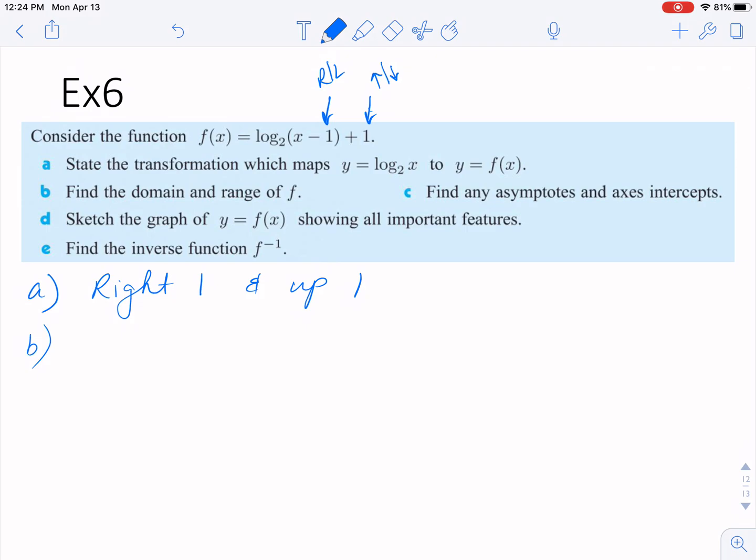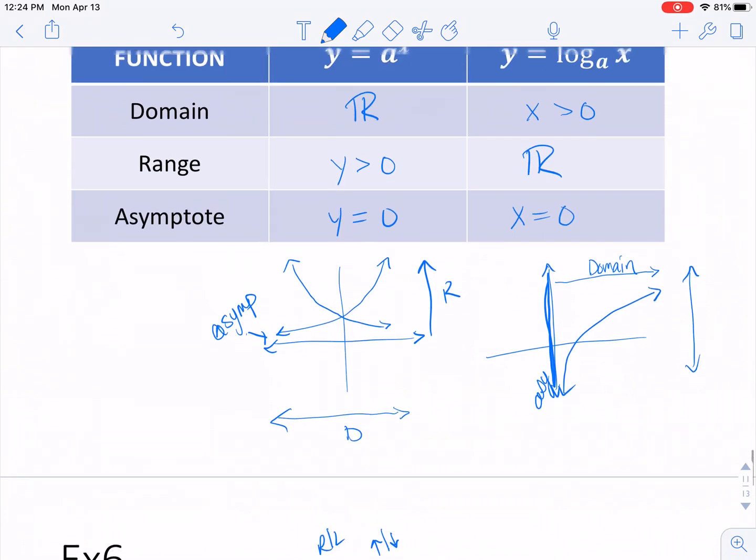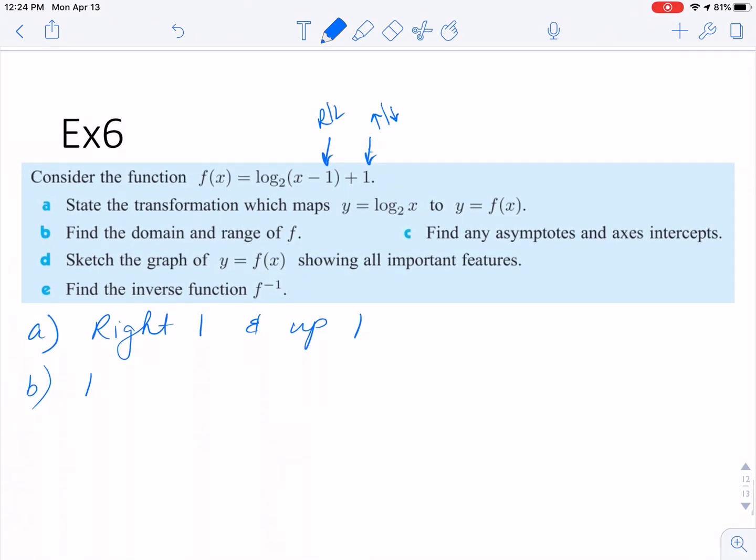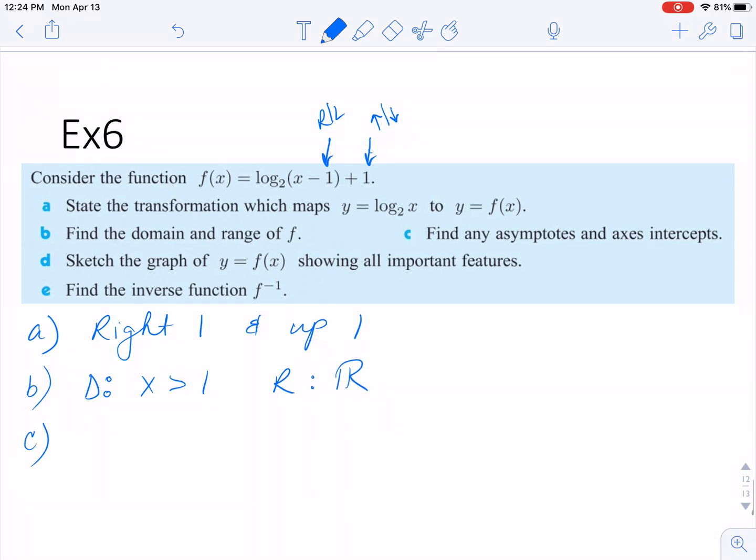B, what's the new domain? Domain for logs is greater than 0, so it's just that piece, but it's been moved to the right one. So we're going to say our domain is x is greater than 1. Our range is still all real numbers. Even though it's been moved up, it's still all real numbers. Our asymptote, it's moved to the right one, so our asymptote is x is equal to 1. Axes intercepts, it normally intersects at 1, 0, so now it's going to intersect at 2, 0 instead of 1, 0.